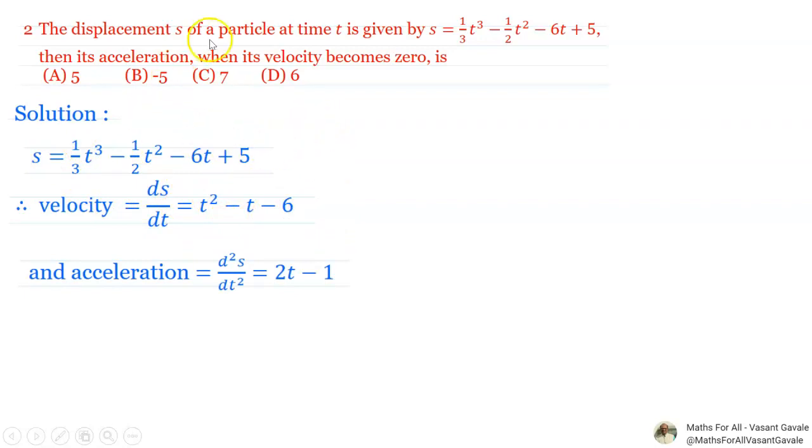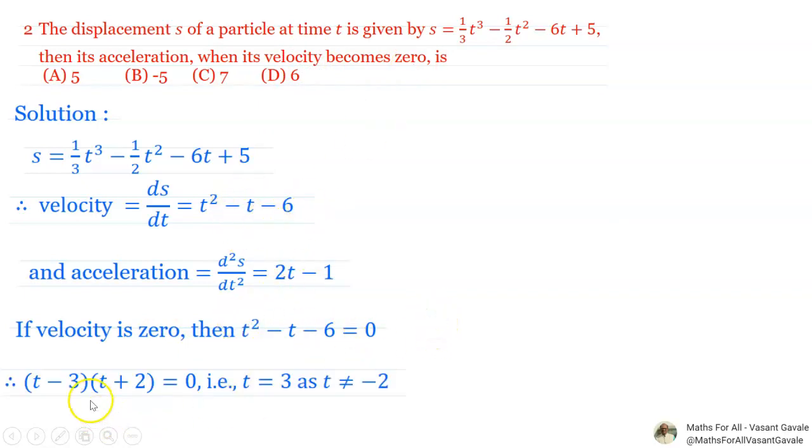We are given the condition that the velocity is equal to 0. We want to find the acceleration. So also find the second derivative. The derivative of t square minus t minus 6 is 2t minus 1. But what is the condition when the velocity is 0? Means what? t square minus t minus 6 is equal to 0. This is a quadratic equation. Then you will get the value of t is equal to 3 and t is equal to minus 2. But time is not negative, and hence we take the value of t as 3.